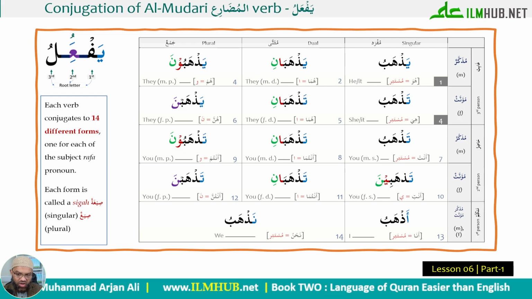Before I conjugate one for you, I want you to take a look at this screen. By all means, take a screenshot if you have to. These are the 14 variations of the mudari verb based on the root dhahaba, which follows the yaf'alu pattern. So we have yadhhabu as our first one. Now you will note I've colored them differently, and I'm doing that with a purpose.